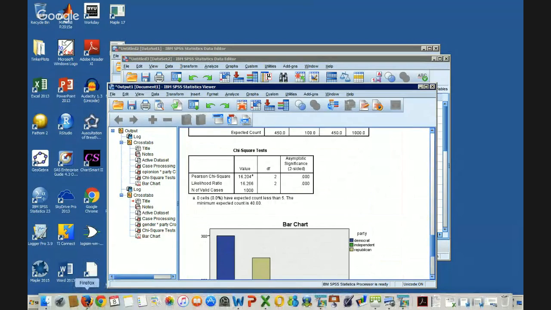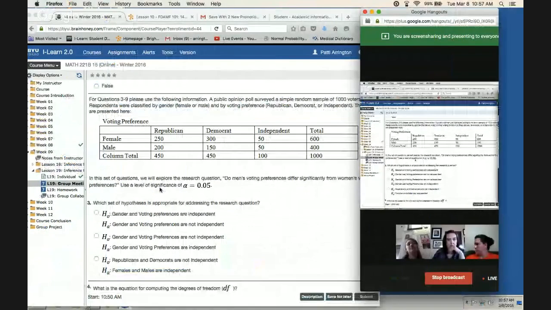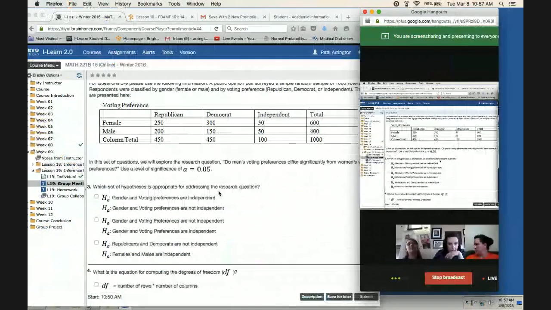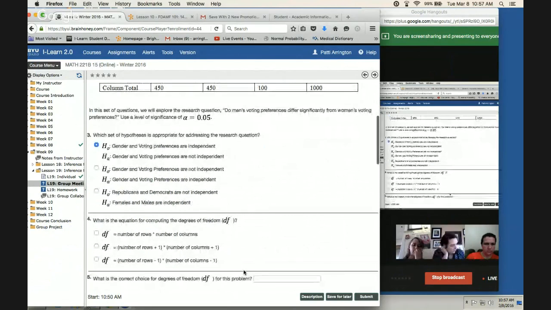So, look over here. It says, which set of hypotheses is appropriate for addressing the research question? Voting preferences are independent, voting preferences are not independent. You say it's the first one. Me too. Yeah, you said the first one? Yeah. That's what I said too. Okay.